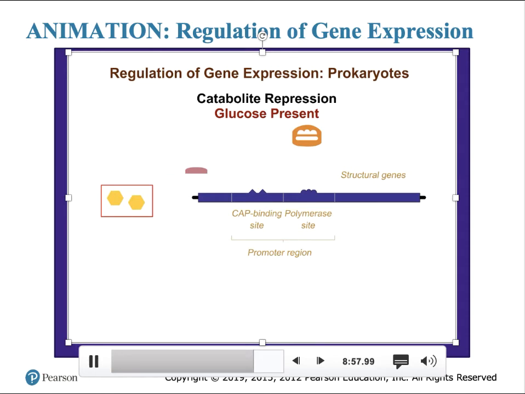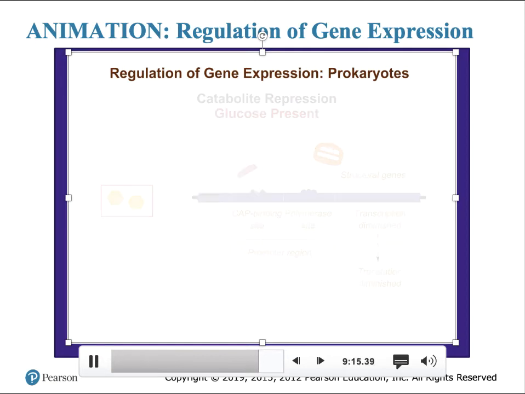The presence of glucose determines whether cAMP levels are high or low. If glucose is present, the cell doesn't need to metabolize lactose for energy. The presence of glucose results in low levels of cAMP. Without cAMP, the transcription of the lac operon is inefficient.